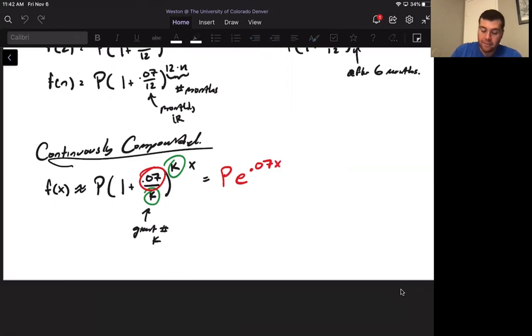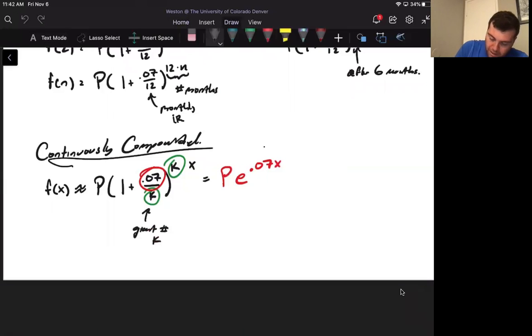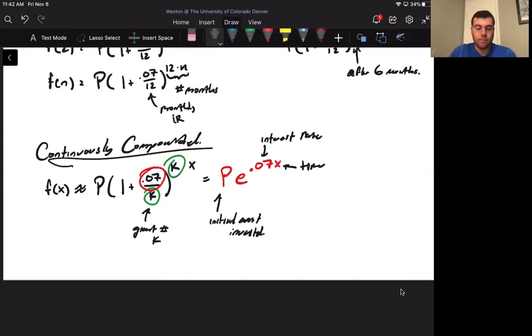Okay, so now that this is our model, we have interest rate, our x is time, and our p is the initial amount invested. And this is our model for continuously compounded interest.